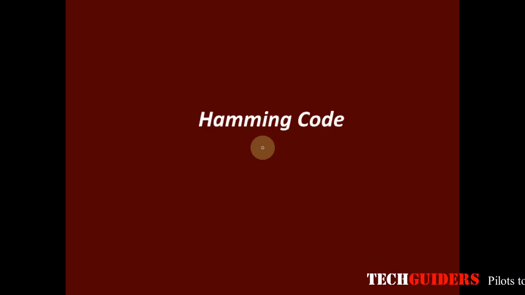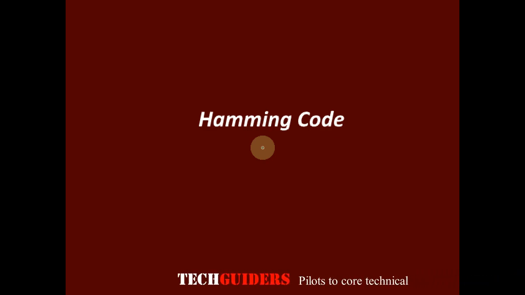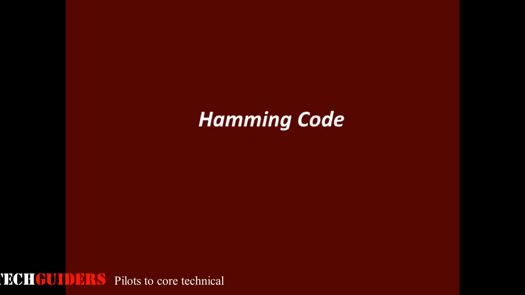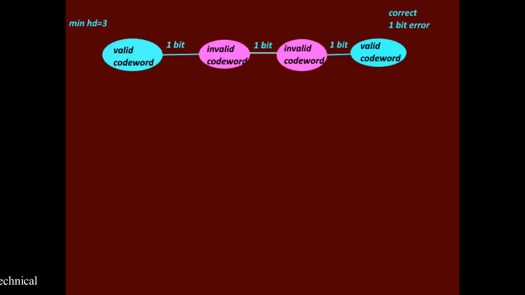Hamming code. Hamming code is a 1-bit error correction method which is commonly used. We have seen in the previous video that for 1-bit error correction, the minimum Hamming distance required is 3. If the distance between two valid code words is at least 3, then if an error occurs or an invalid code word is generated, then we can find the actual valid code word before error, which will be the valid code word 1-bit distance away from the invalid code word.